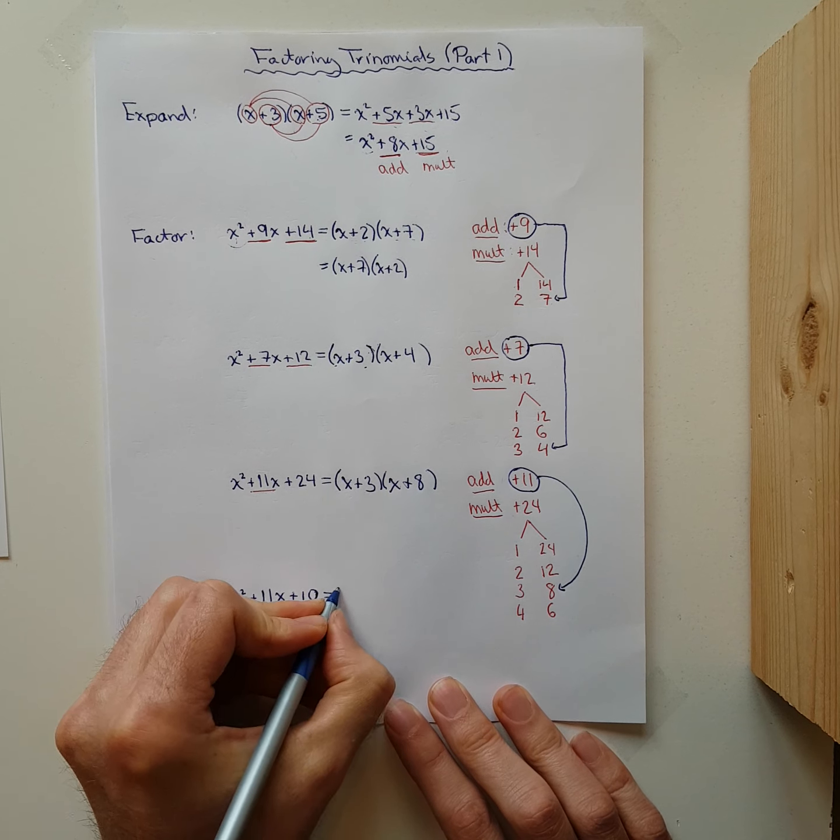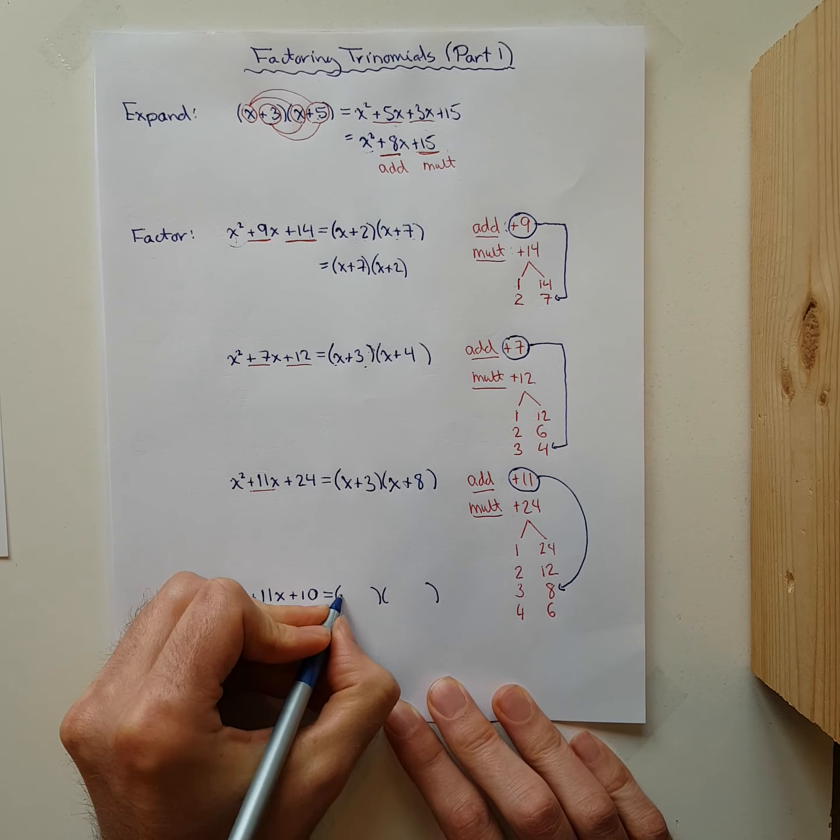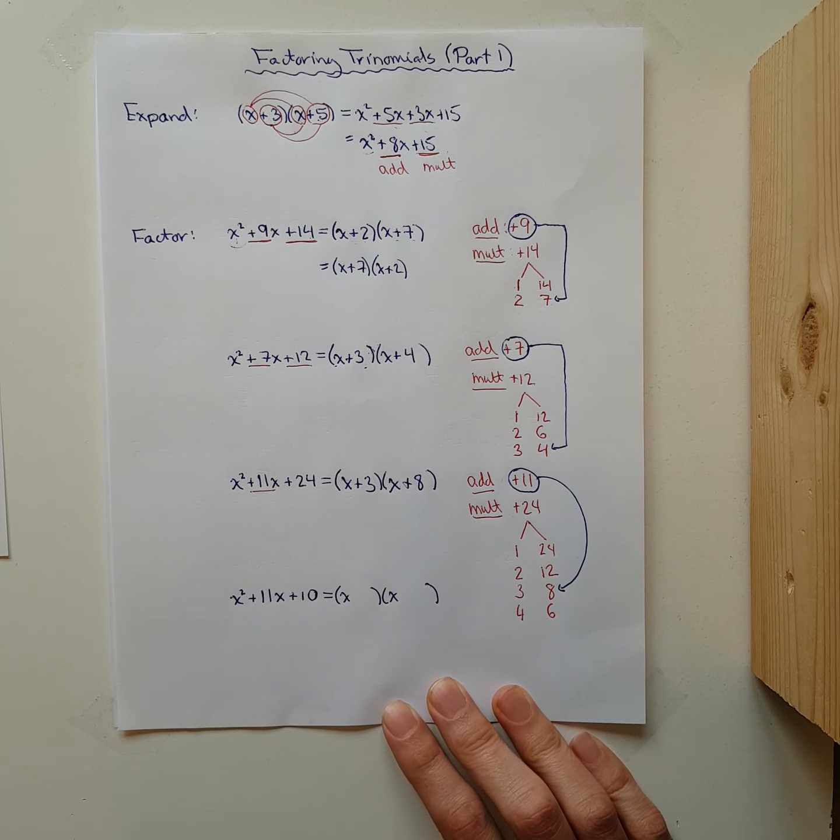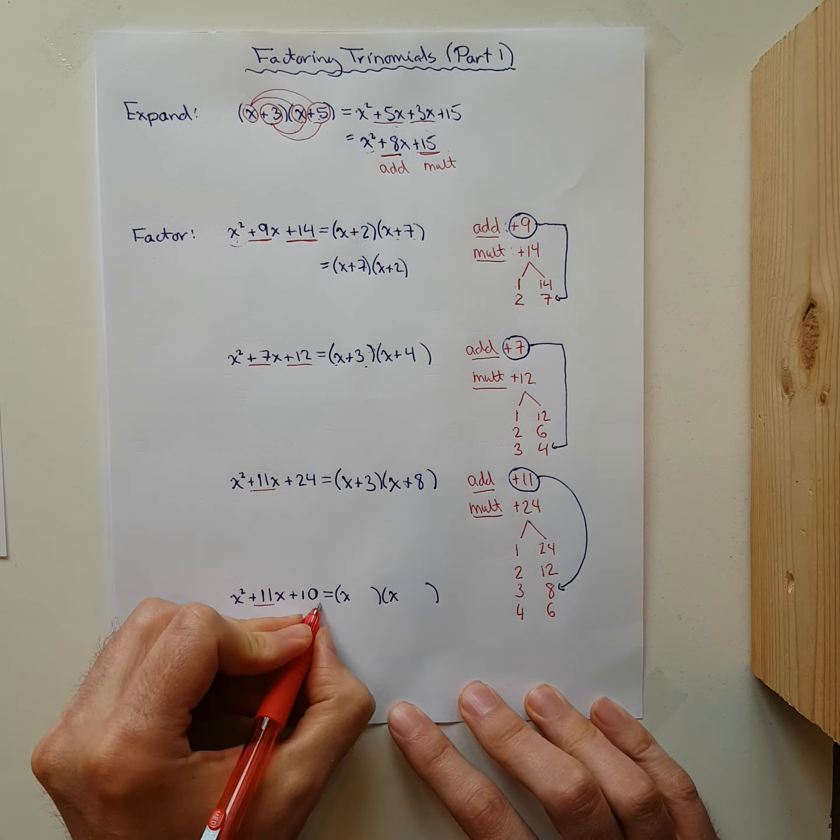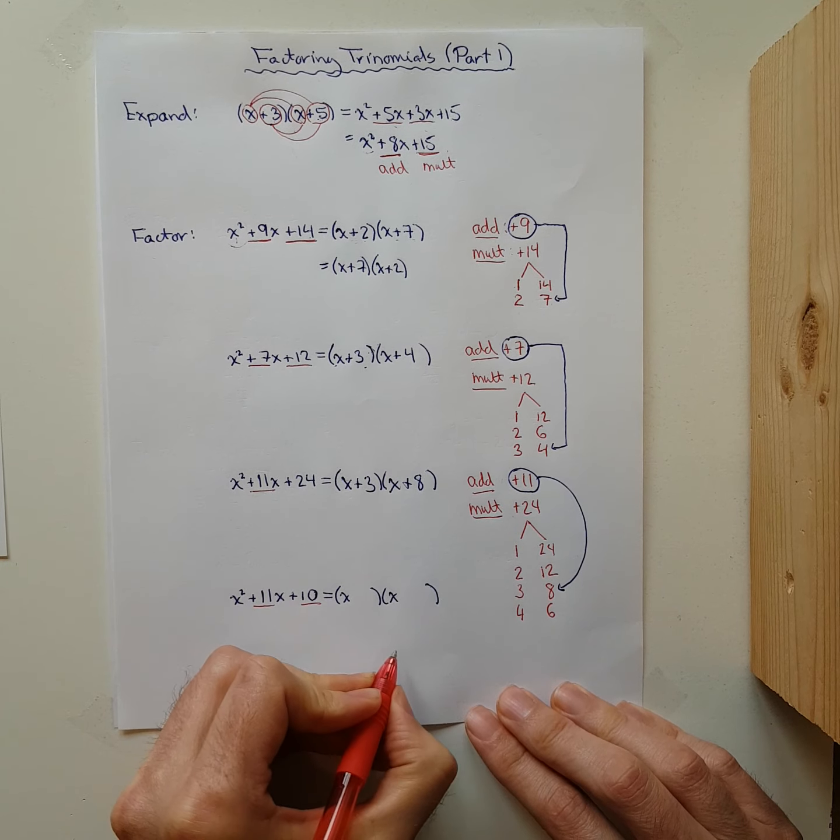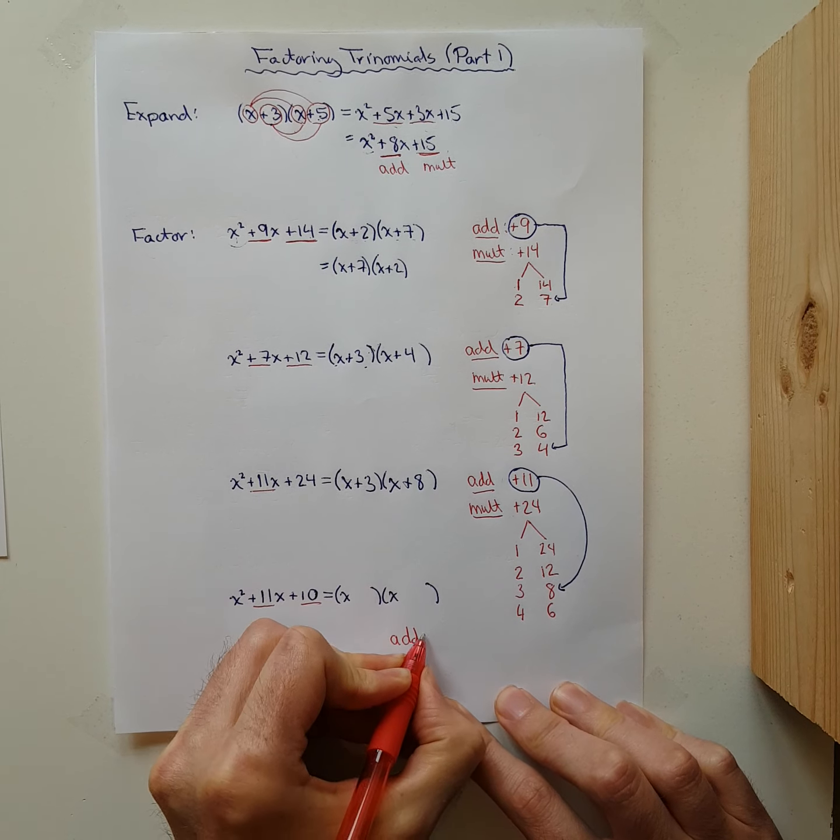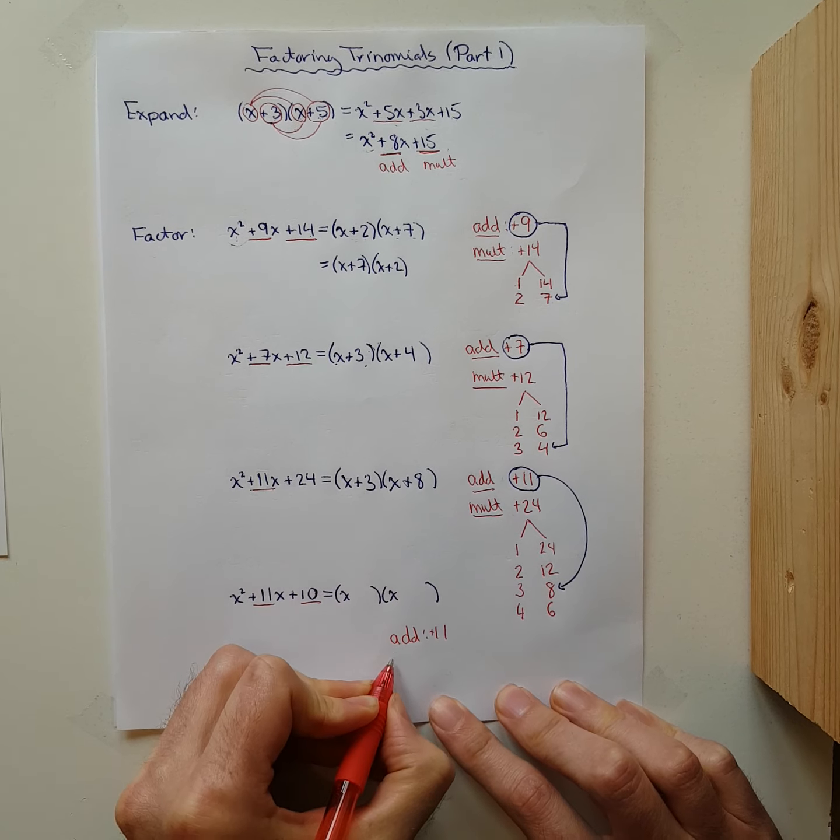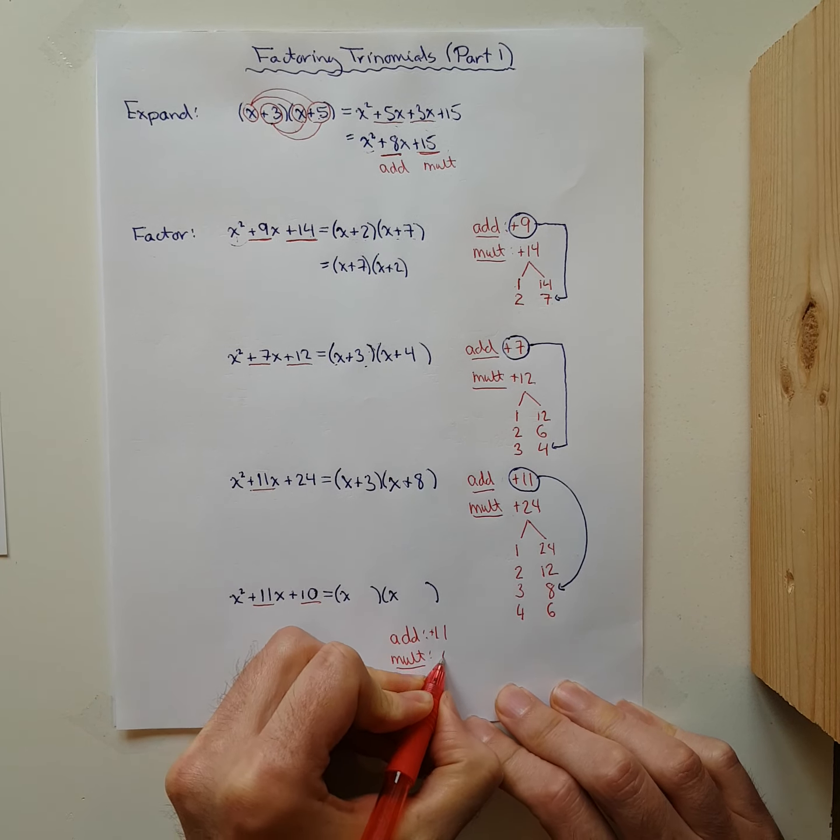And then we'll do one last one here together. So again, I set up these two brackets. How do we get our x squared? We put the x at the start of each of the brackets. I'm running out a little bit of space here, so I'm just going to write this underneath. I'm going to say, okay, I'm looking to add to 11, and I want to multiply to positive 10.